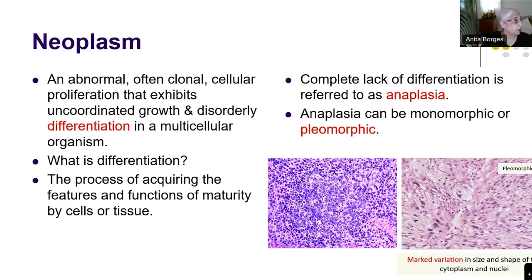Now you can have anaplasia that is either monomorphic or pleomorphic. Okay, now you see pleomorphic over there. And pleomorphism is a term people use very loosely all the time. There is mild pleomorphism. No, there is no such thing as mild and moderate pleomorphism. I see it being used all the time. Something that is pleomorphic is markedly varying in size and shape of the cytoplasm and the nuclei. That is what is pleomorphic.